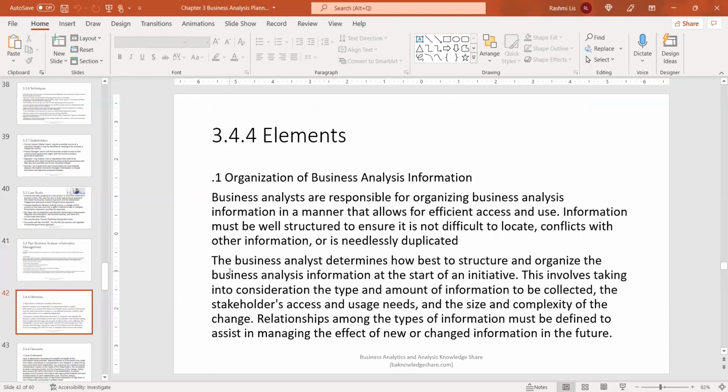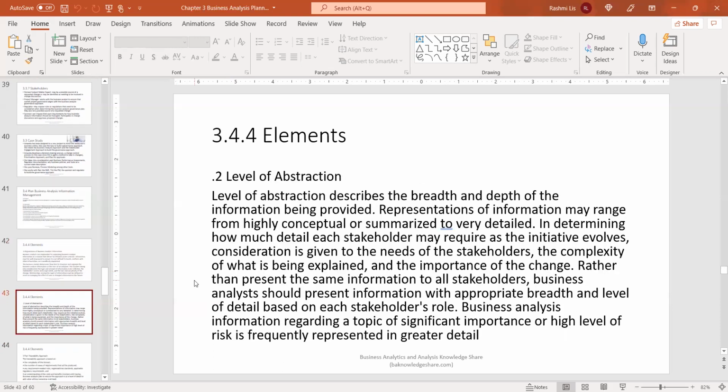access and use. Information must be well structured to ensure it is not difficult to locate, does not conflict with other information, or is not needlessly duplicated. The business analyst determines how best to structure and organize the business analysis information at the start of an initiative. This involves taking into consideration the type and the amount of information to be collected, the stakeholders' access and usage needs, and the size and complexity of the change. Relationships among the types of information must be defined to assist in managing the effect of new or changed information in the future.